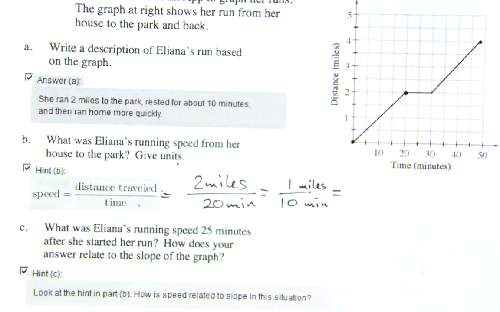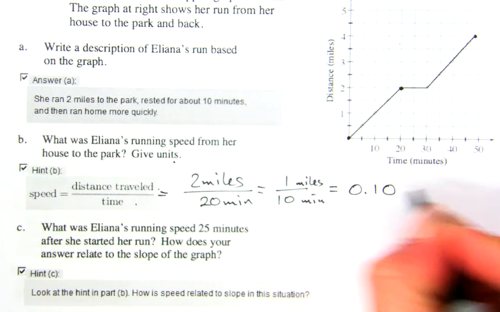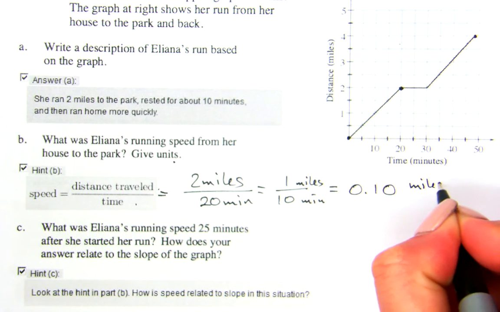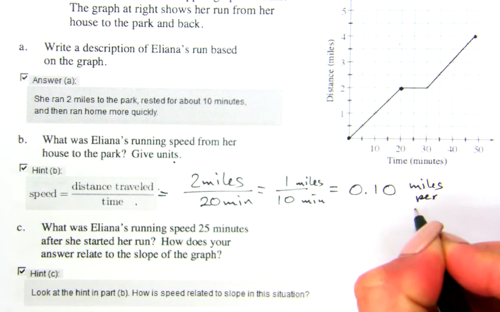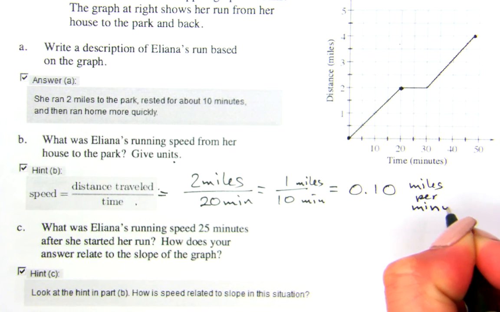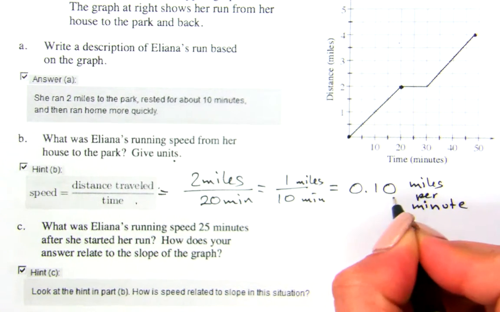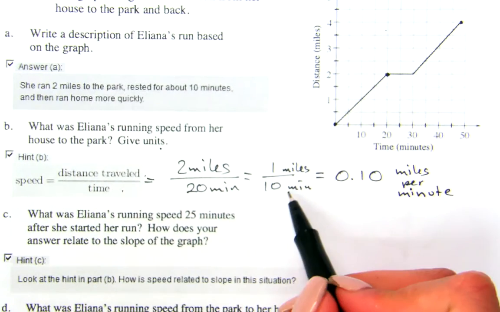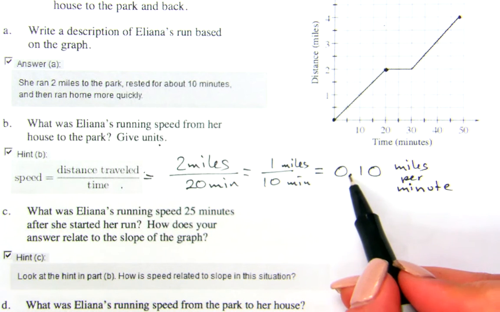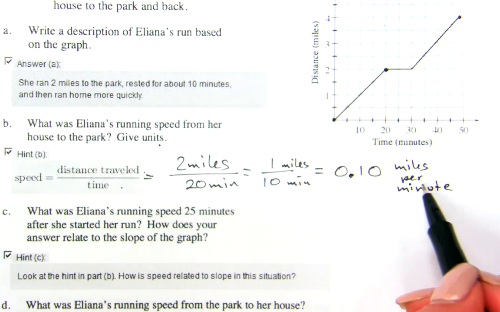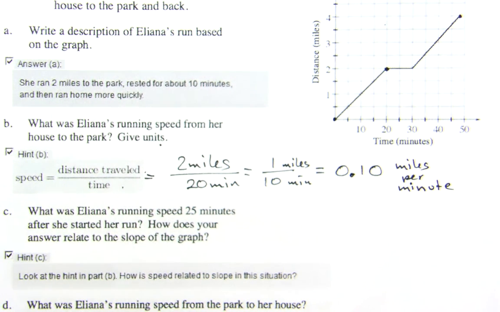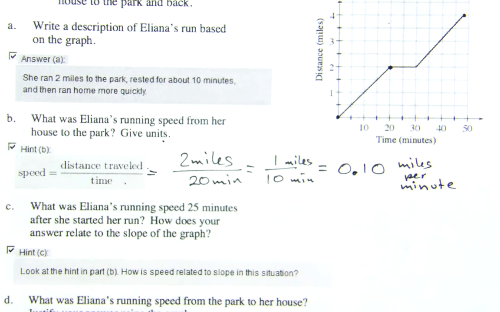What's 1 over 10? It's 0.1. Duh. Okay, so 0.10 miles per minute. Okay, so this is her unit rate. 1 mile in 10 minutes, or better known as 0.1 miles per minute. This is her unit rate right there.